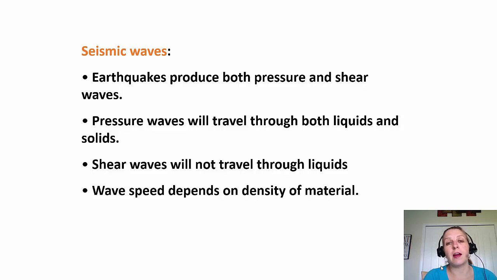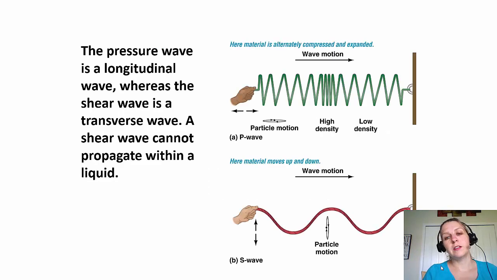And the speed of the wave actually depends on the density of the stuff that it's going through. I wanted to say the rocks, but that's not always true because it could be liquid or gas depending on the type of wave. So here's kind of a picture of what's going on. The P wave's the green one on top, and it's kind of like you're pressing and expanding a slinky. That's a pressure wave. Now the other wave is a shear wave, where you go up and down.